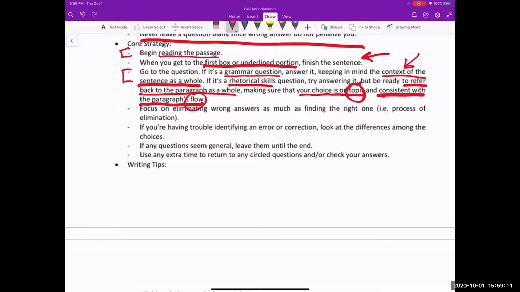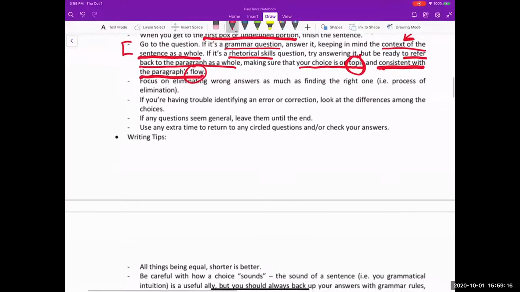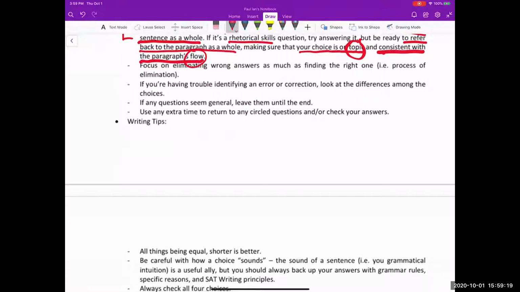For the grammar one, this is where we break it down, because there's a bunch of rules. Focus on eliminating the wrong answers first. This is a standard rule. You have to do this very fast, not slow. That's why you have to do more problems, because then you really know which ones are wrong, so that you know what the right one is. This is what's called POE, process of elimination.